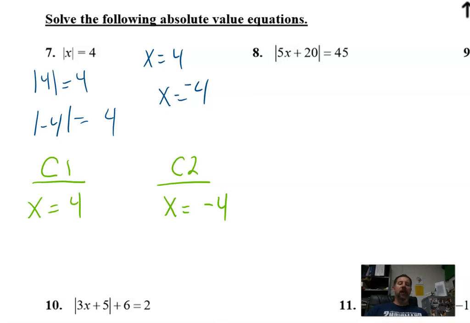The only thing I got to do before I do this is I always got to make sure that the absolute value is isolated and all by itself, which it was in this case. So that's another way for me to get to my two answers, x equals 4 and x equals negative 4.